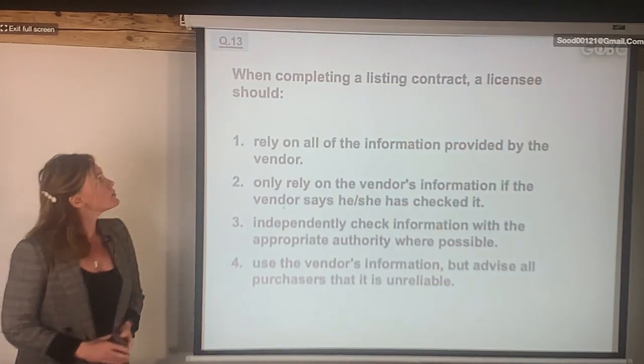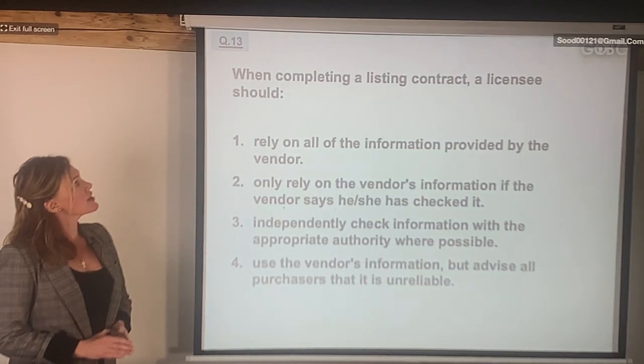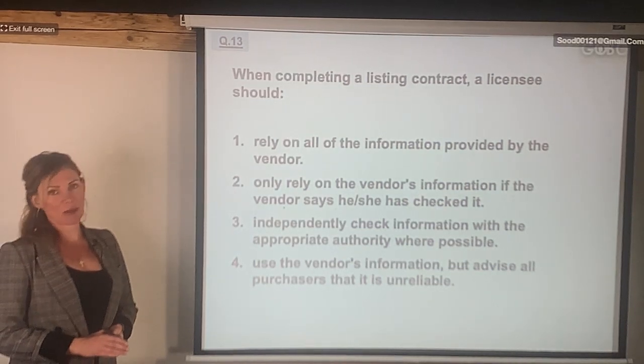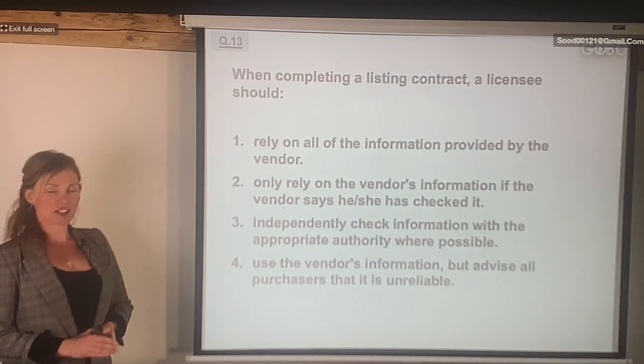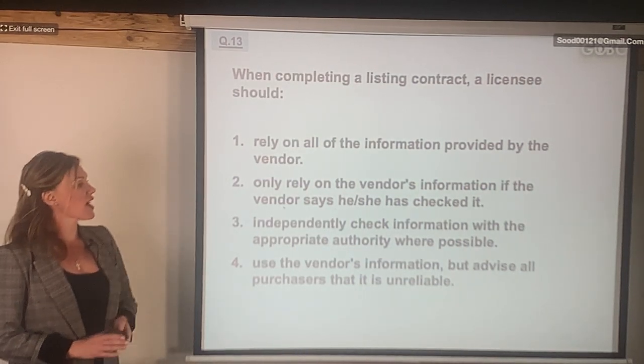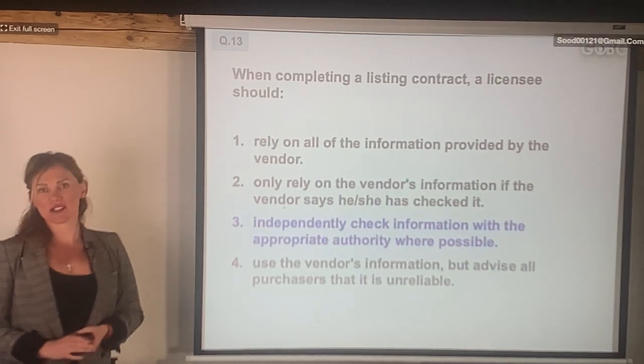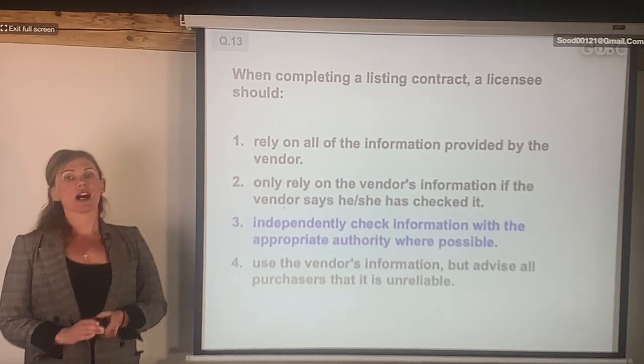Okay, question 13. When completing the listing contract, a licensee should rely on all of the information provided by the vendor. I don't think so. Only rely on the vendor's information if the vendor says he or she has checked it. Not enough. Independently check information with the appropriate authority where possible. No, that's exactly what they're aiming for. You have to know that you cannot rely on the seller's information.